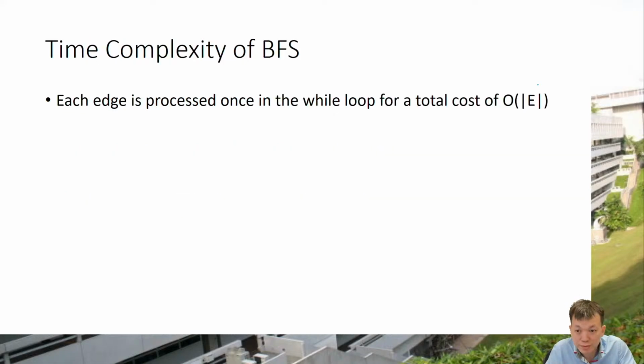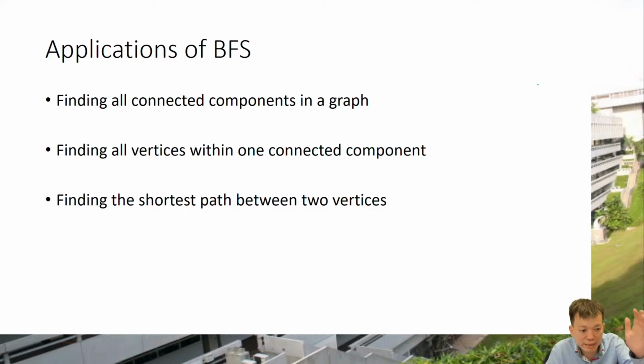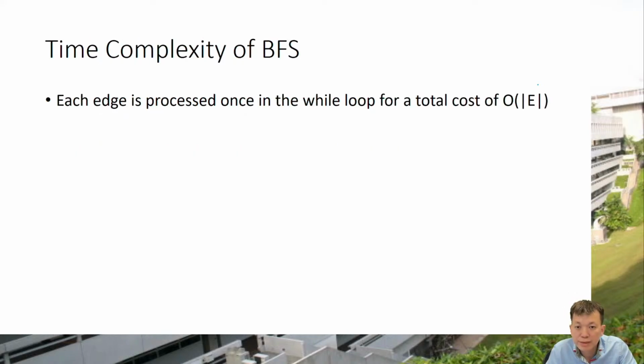But one thing is that this is a level-by-level traversal, level order. So the time complexity for breadth-first search is that each edge is processed once in the while loop. Because you visit a vertex, you visit each of its edges, and at most once. You will check all its neighbors, like in the example just now.